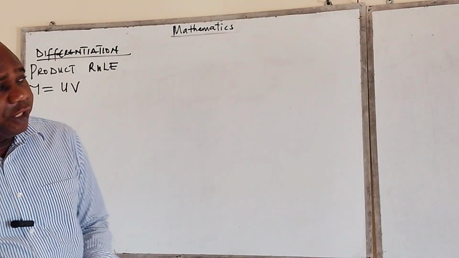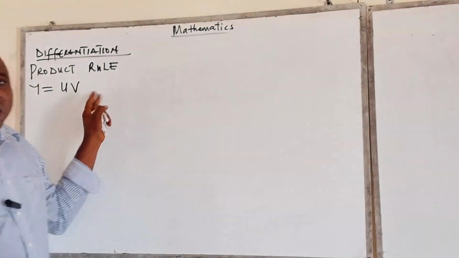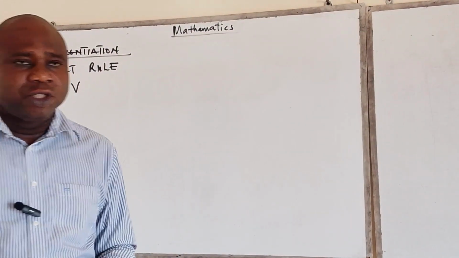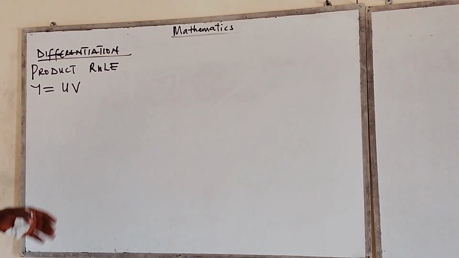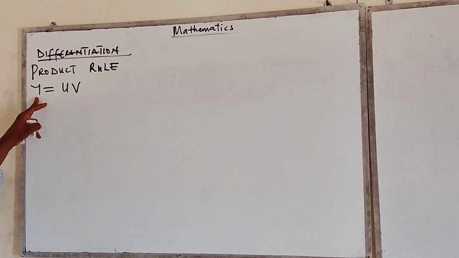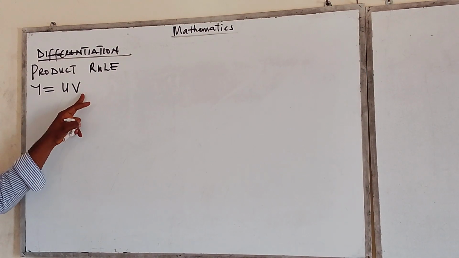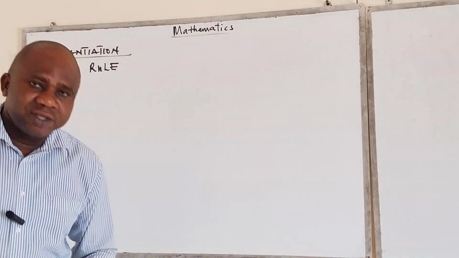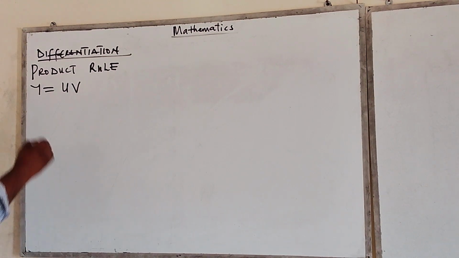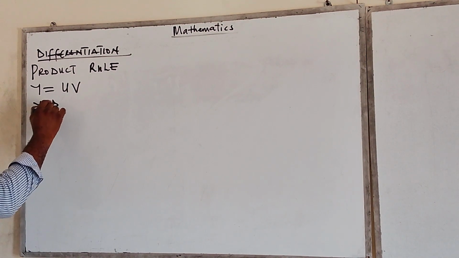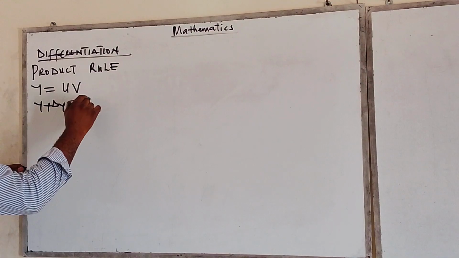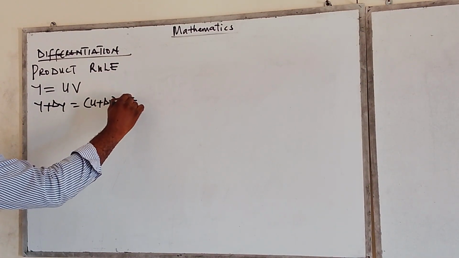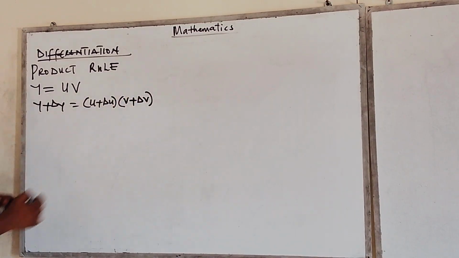Today, we are going to be looking at the product rule, how to apply the product rule to differentiate two or more functions. Now, when you have the dependent variable y equal to uv, where u and v are both functions of x, it means that y plus delta y, that's changing y, is equal to u plus delta u times v plus delta v.